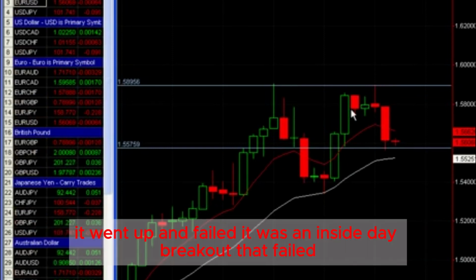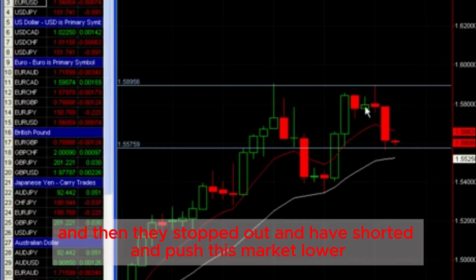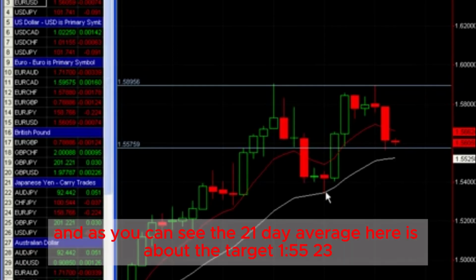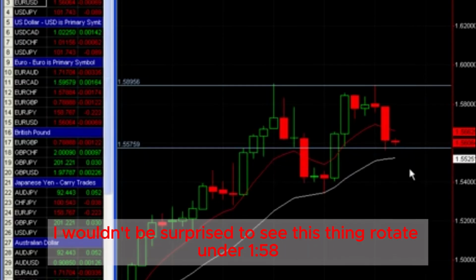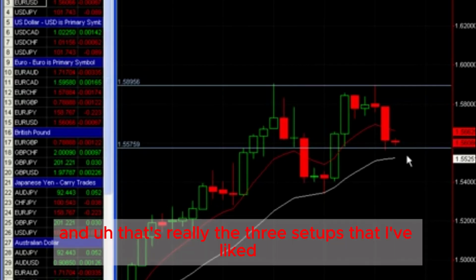It was an inside day breakout that failed. And then they stopped out and they've shorted and they've pushed this market lower. And as you can see, the 21-day average here is about the target, 155.23. I wouldn't be surprised to see this thing rotate under 158. And that's really the 3 setups that I've liked.